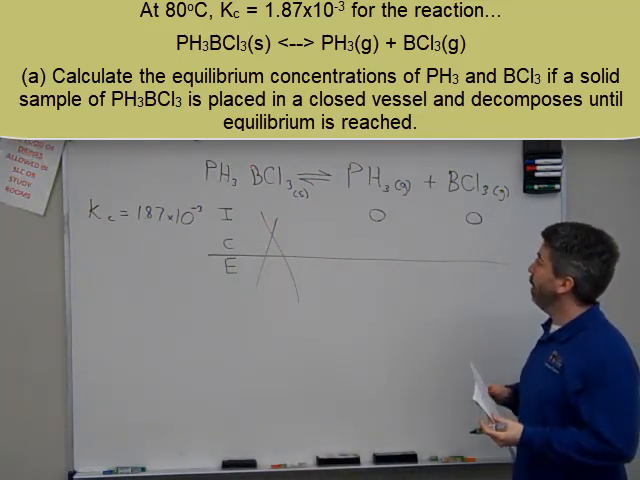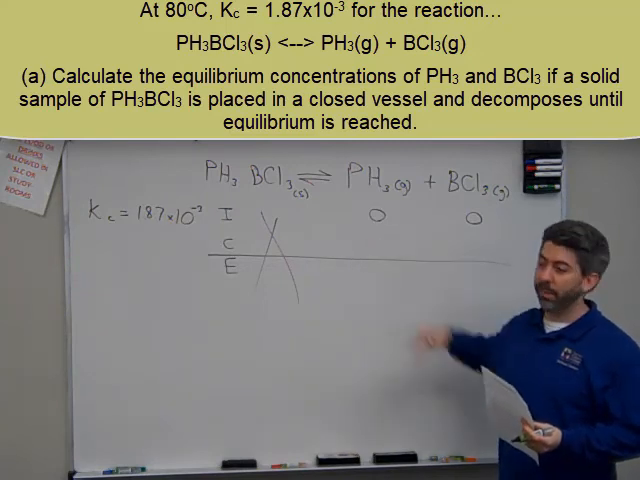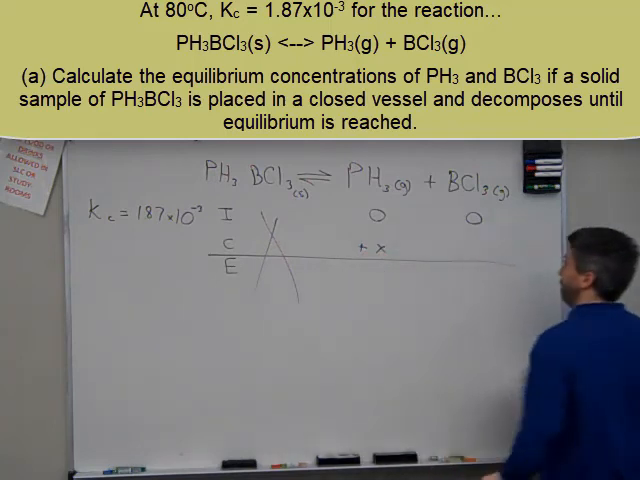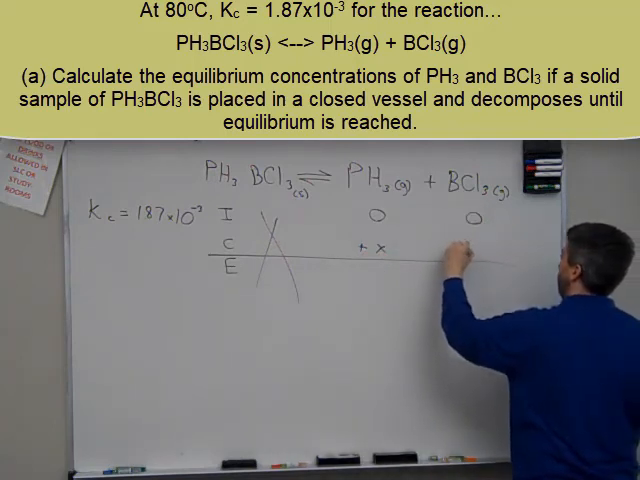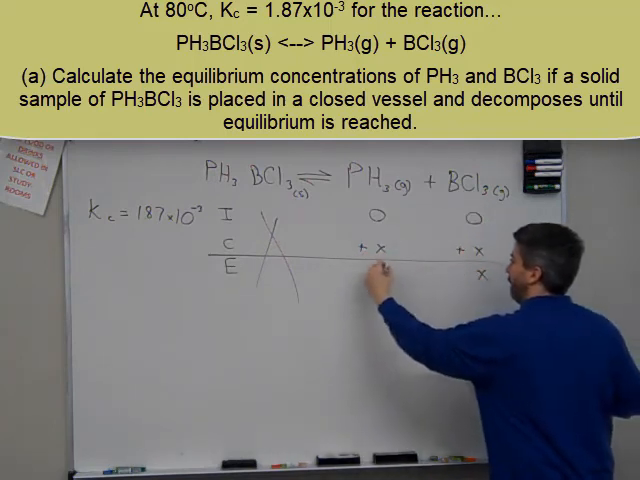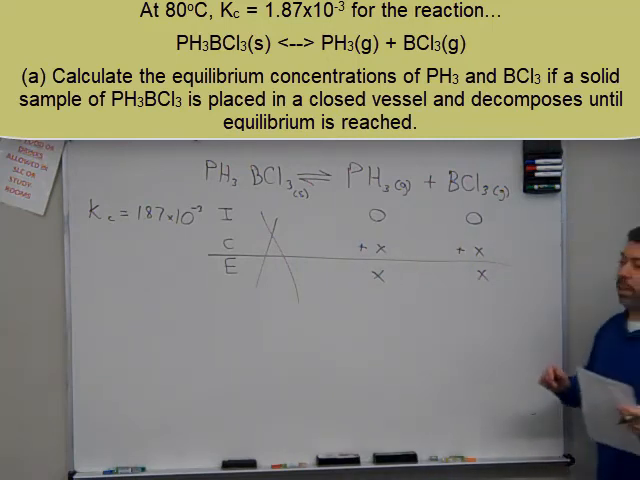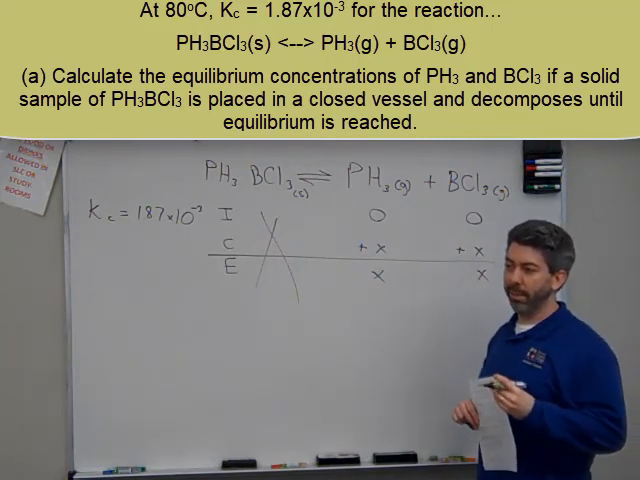Cool. Now, what's the change going to be? Positive. You can't very well have a negative change, right? And the coefficients are 1, so it'll be positive x. So you have x and x. Why can't it be negative? You can't have less than 0 of something.